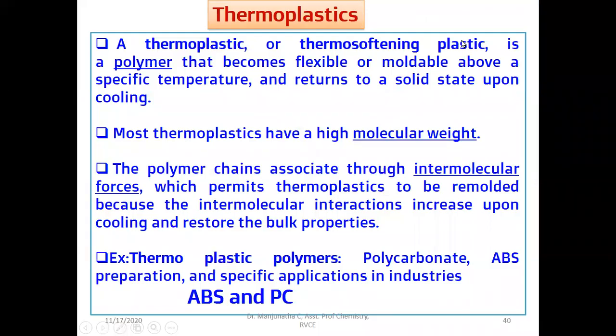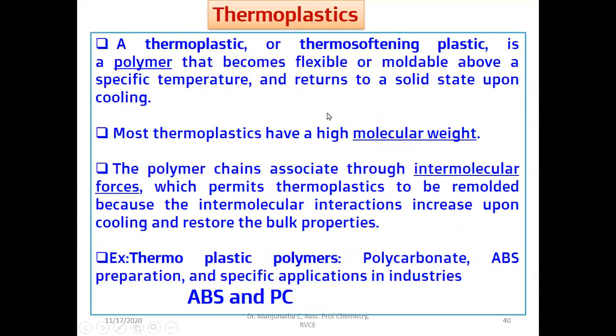What are thermoplastics? Thermoplastics are also called thermo-softening plastics. As the name suggests, by varying heat, these polymers can be molded into any shape, because upon heating, the polymer becomes flexible, and upon cooling, it becomes a rigid solid. If you heat it, it becomes soft and flexible. If you cool it, it will come back to its original state. It is reversible with respect to the heating effect. Such polymers are called thermoplastics or thermo-softening plastics.